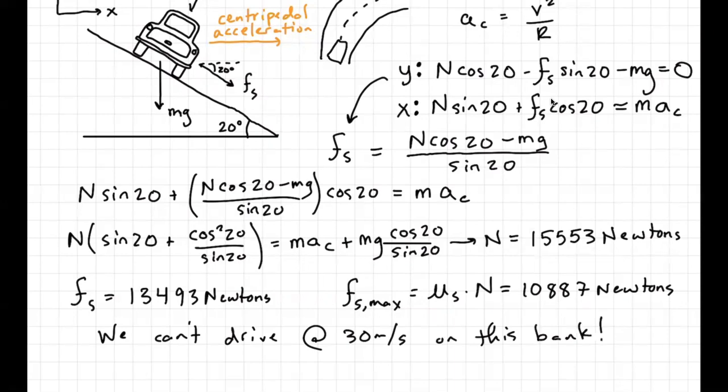Another question we could ask is, what's the maximum speed that we can drive at? In that case, we want to plug in the maximum value for the static friction here. So that would be known. But what wouldn't be known is the actual value of the acceleration here, and more specifically, the value of the velocity in that acceleration. That's a slightly modified version of this problem that we could try.